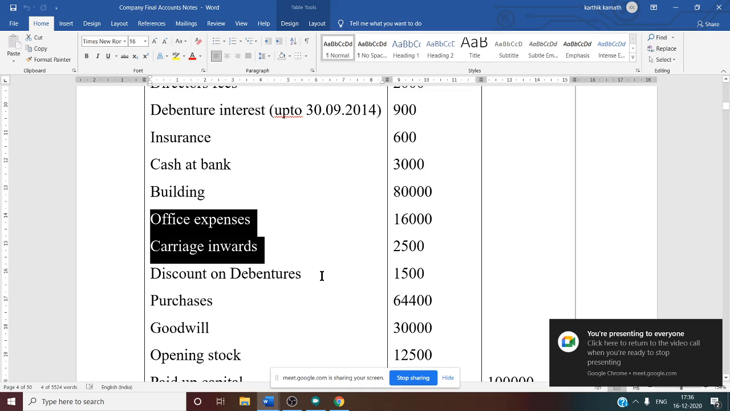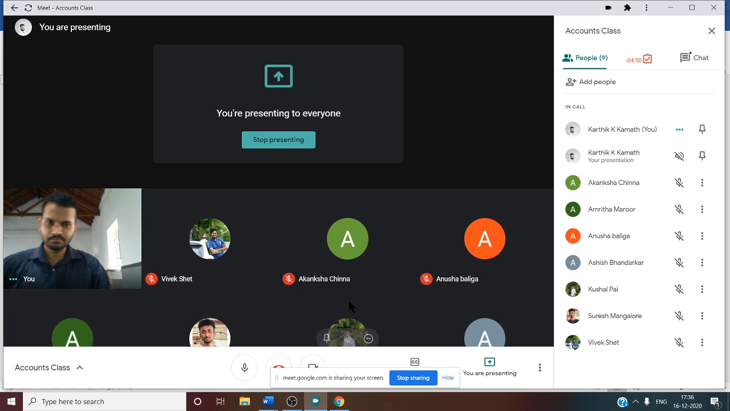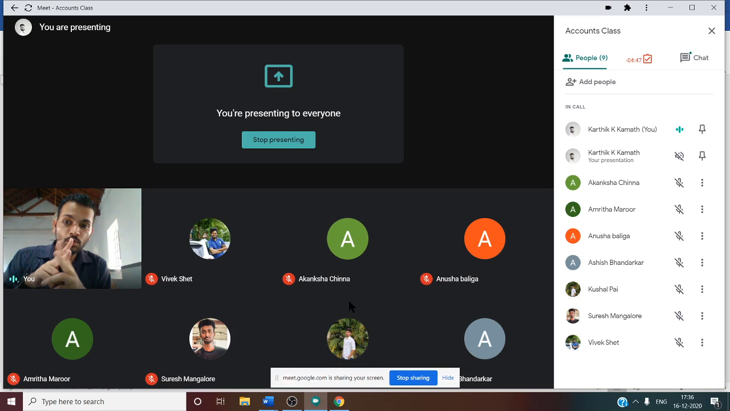Now next thing, discount on debenture. Where will it come? Very important. Here two things, discount on debenture, two times it will appear. Why? Because there is one adjustment for discount on debenture. So it is one kind of other asset, other current asset. So under working note number 21 in the balance sheet you have to show.